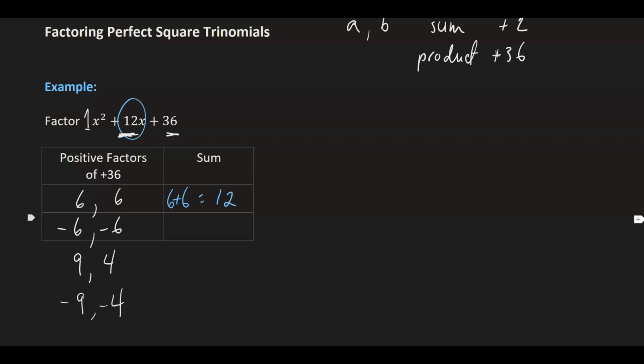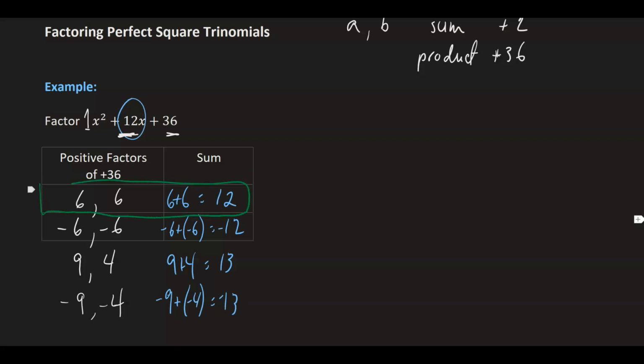If not, we would continue with minus 6 plus minus 6, which is minus 12, and 9 plus 4, which is 13, and minus 9 plus minus 4, which is minus 13, and so on. But we happen to find it on the very first one. If not, you just have to continue factoring.